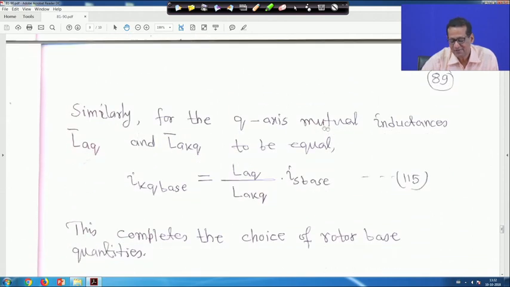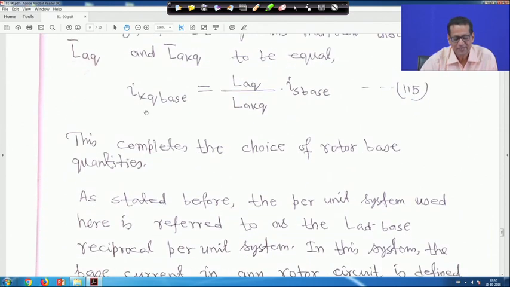Similarly, for the Q axis, we want the mutual inductances LAQ bar and LAKQ bar to be equal. So in that case we can write, same as before, IKQ base is equal to LAQ by LAKQ into IS base. This is equation 115. This completes the choice of the rotor base quantities.